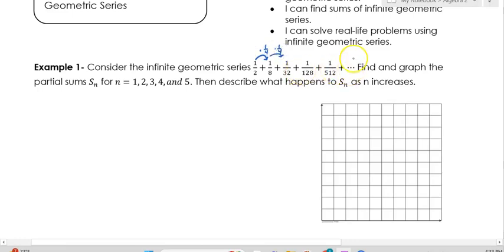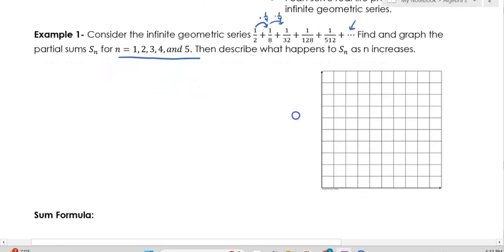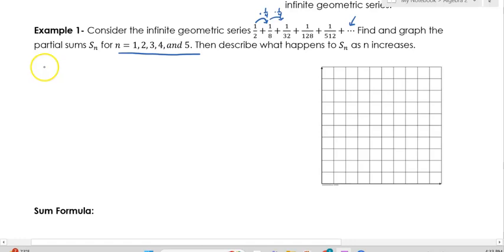And it is infinite because this ... means it goes on forever. So it wants to know the partial sums for when n is 1, 2, 3, 4, and 5. So these are actually really easy to find. So when it wants to know the sum of 1, it means the first term. Well, the first term is 1/2, so literally it equals 0.5.